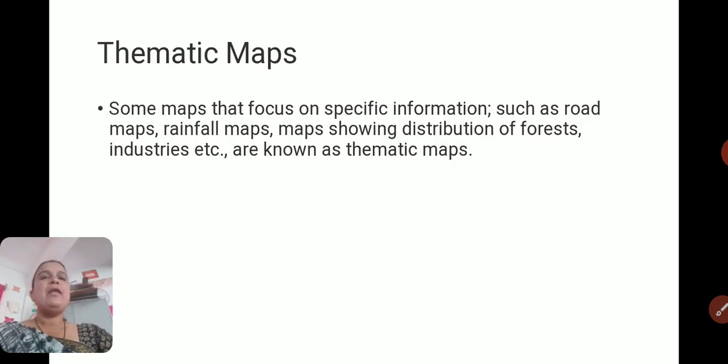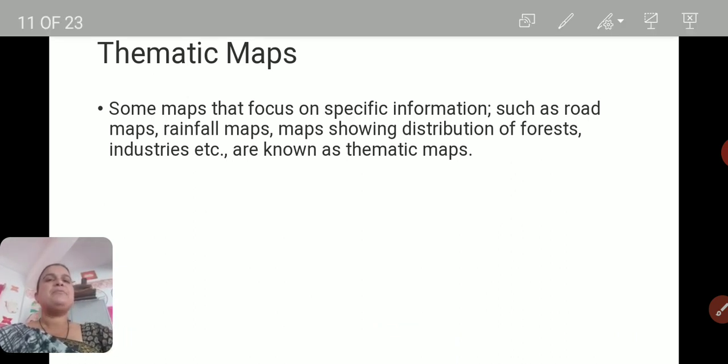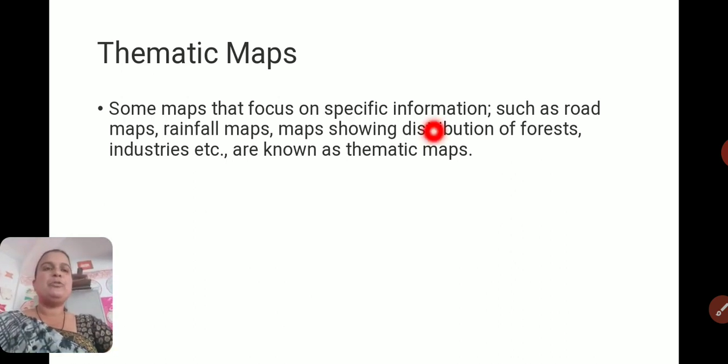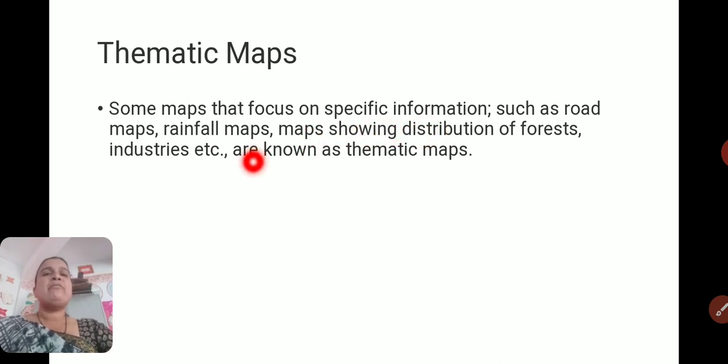Okay. Next is thematic maps. What are thematic maps? Maps that focus on specific information such as rain distribution, transportation routes, as well as distribution of a railway network, etc. Some maps that focus on specific information such as road maps, rainfall maps, maps showing distribution of forests, industries, etc. are known as thematic maps.